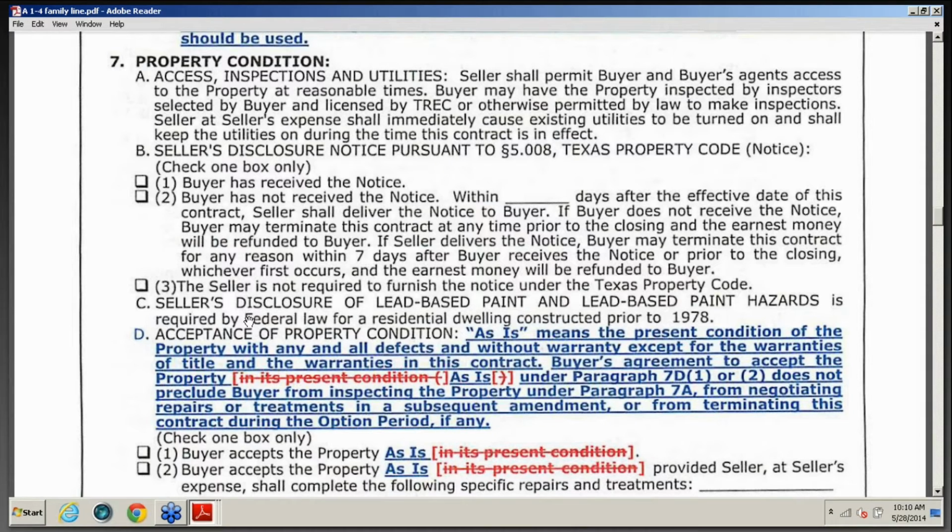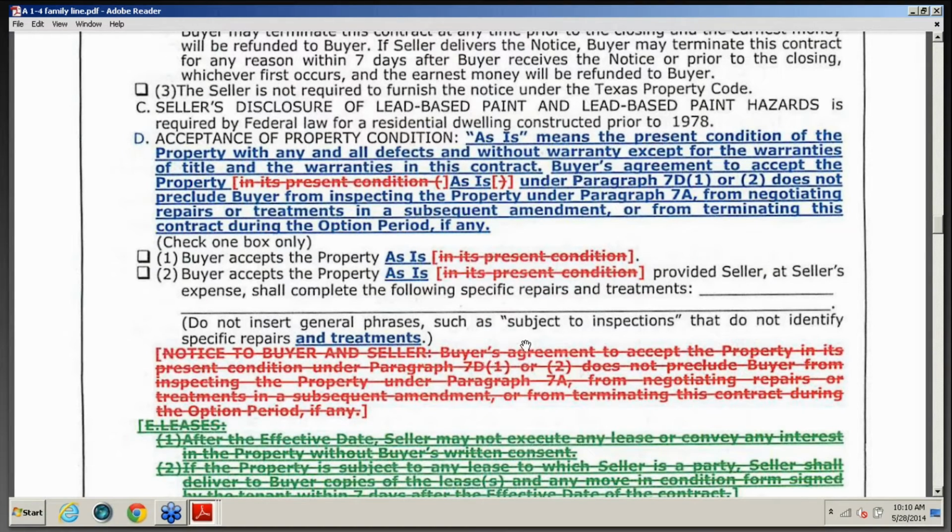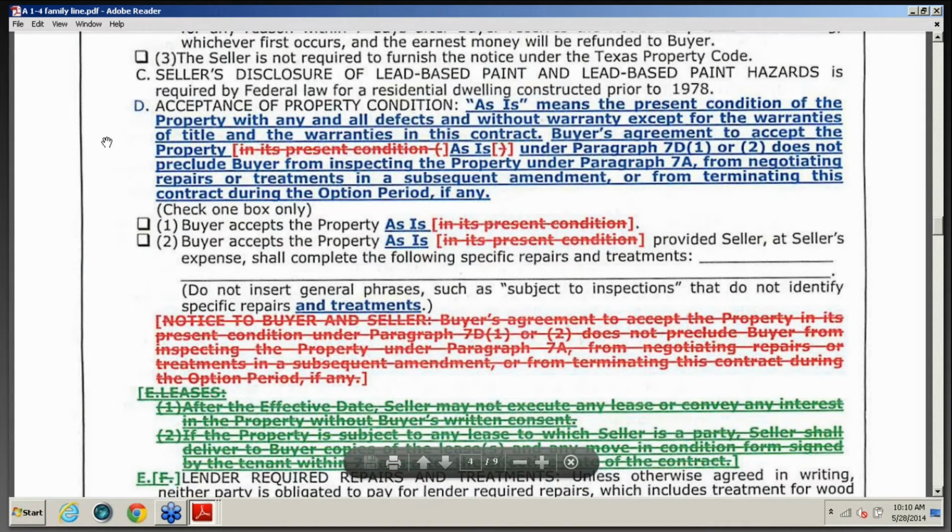So understand, we still have the option to go ahead and get the property inspected and negotiate repairs. That has not changed at all. The only change is just the verbiage. So again, in paragraph 1, you have as is. Paragraph 2 is still as is, provided the seller, at seller's expense, does the following specific treatments and repairs. And again, they caution us, please do not put things like "subject to inspections." That is not a specific repair or treatment, so do not put that. And then they just marked this bottom out and moved it to paragraph 7D at the beginning.